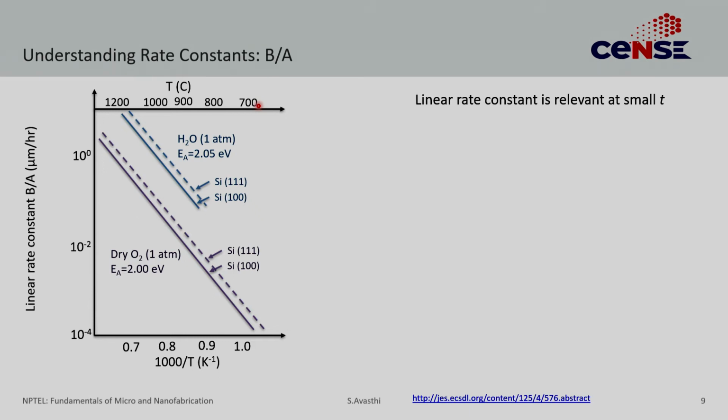Let us first look at this linear relation for two different oxidation species. So, let us look at water, this is wet oxidation, and then look at dry oxidation, which is for dry oxygen. The first thing to notice is that the activation energy EA, which is the slope of these two curves, is exactly the same or roughly the same. This is 2.05, this is 2.00, that is important. The second thing that you would notice in this figure is there is a subtle difference in the absolute value between silicon 111 and silicon 100. However, the slope is the same. So, the slope is the same, but the absolute value is a little bit different.